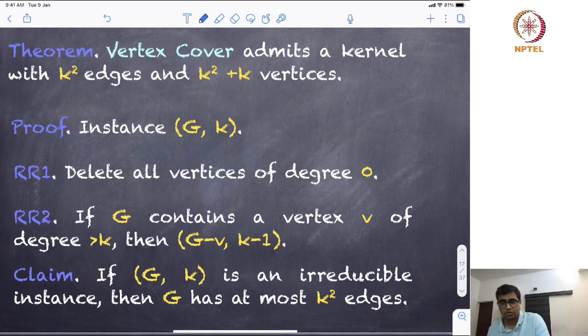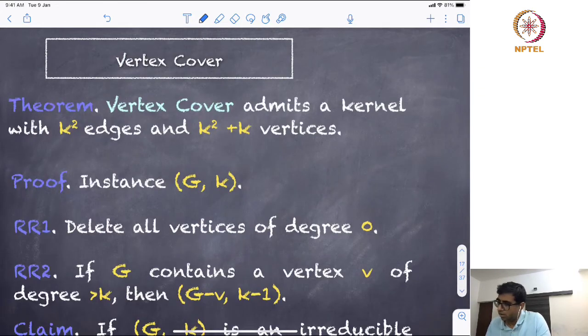Okay. So, why, if G comma k is an irreducible instance, does G have at most k squared edges? Because look, if a vertex can cover only k edges, then k vertices together can only cover k squared edges. So, if every vertex has degree at most k, you are able to get to that stage. And if the number of edges is more than k squared, you will immediately say no. So, what we are able to show because of that is that vertex cover admits a kernel with k squared edges and k squared plus k vertices.